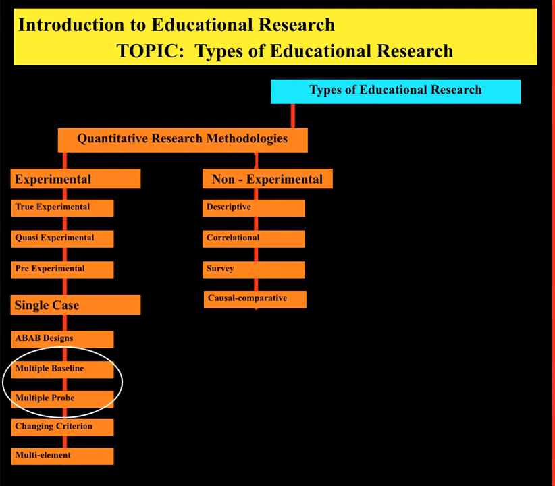Okay, now let's just take a look at the big picture. Well, actually, this is only half of the big picture. On your screen, you see types of educational research in the blue box. And then on the quantitative research side of that blue box, we have experimental research designs and non-experimental. And under the experimental designs, we have true experimental, quasi, pre-experimental. And then we have single case designs. And we have the AB design, which we've already done. And now we're looking at the two with the white circle around it, the multiple baseline and multiple probe designs. So that's where we are in terms of the research designs.